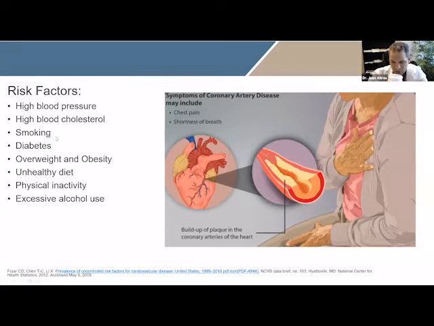Smoking. Why does smoking cause coronary disease? Mainly because smoking damages the lining of the blood vessel. And smoking, what I have seen, is one of the highest risk factors for developing overall heart disease, and specifically coronary disease, because smoking has chemicals in it that damage your walls.